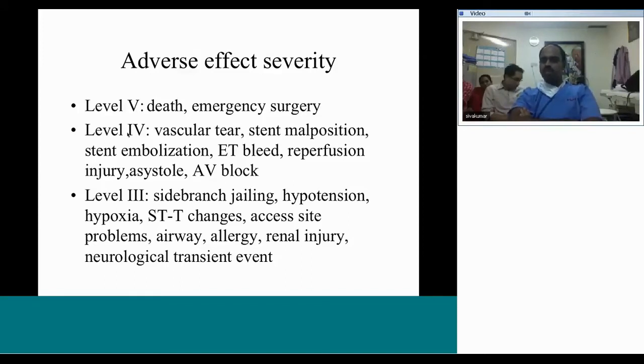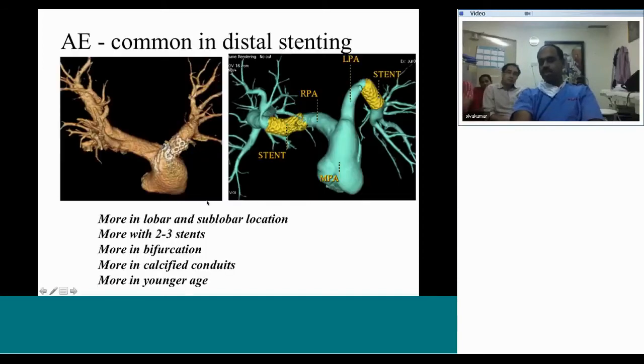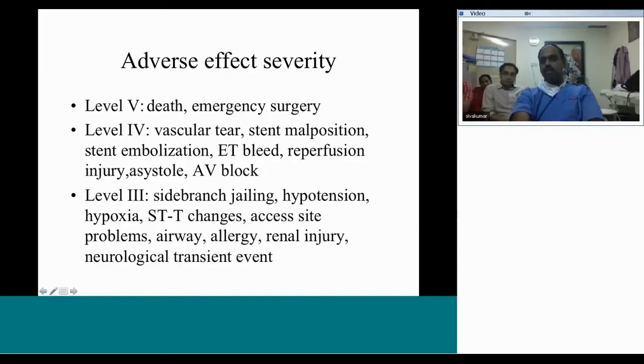The patient is having some hypotension, you have to give a little bit of fluids. The patient is having some slight bradycardia, you have to give a little bit of atropine. Level 3 are serious. Level 3 will be like high branch jailing, hypotension, hypoxia, ST-T changes, access site problems, airway problems, allergy, renal injury, neurological. These problems, unless you take definitive measures, can progress on to serious side effects.